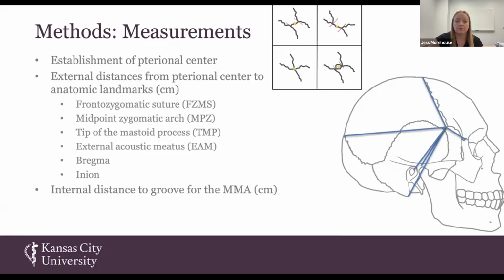Additionally, we measured the distance from the pterion center on the internal surface of the cranium to the groove for the middle meningeal artery, making sure to also check for the presence of bony bridges, which is something we'll talk about in a few slides. Finally, the last measurement we collected was the thickness of the skull at the pterion center when we were able to get the calipers in the right spot.